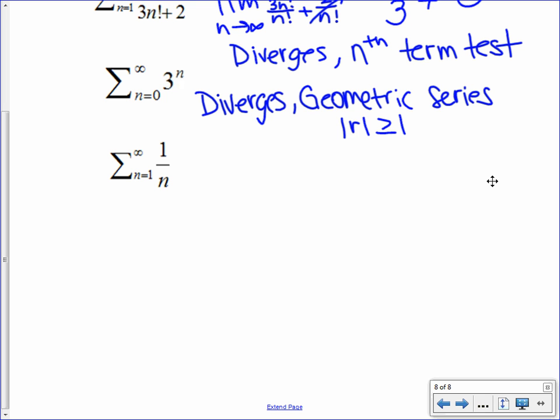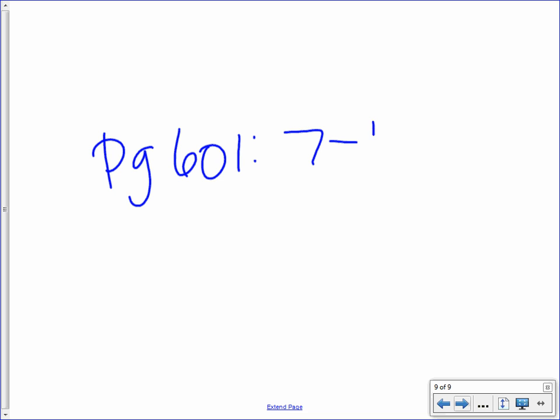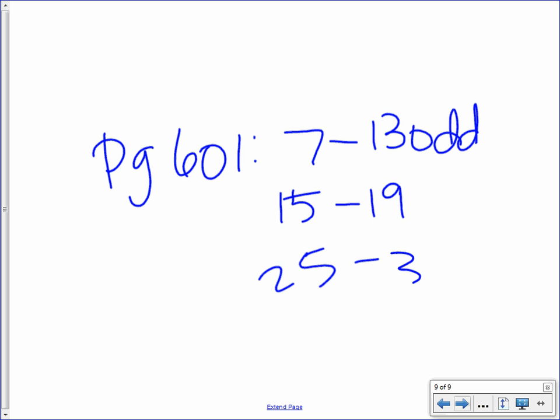What we are going to learn in our next set of tests is the integral test and the P-series test. And those will be more helpful to us. So we're going to take a little time out, and I want you to try some of these problems from page 601. We're going to take a time out. I want you to work on these.